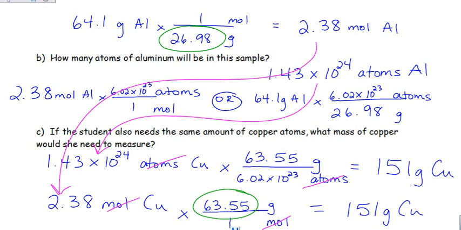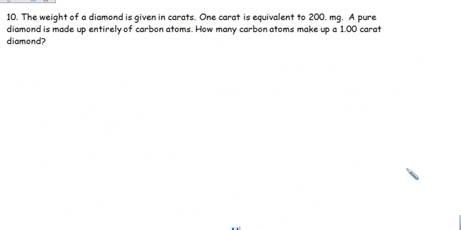The last little calculation in this section, number 10, this one actually isn't so bad. A diamond is often weighed in carats. 1 carat is equivalent to 200 milligrams. A pure diamond is really carbon atoms. It's a whole bunch of carbon atoms in a tetrahedral arrangement. How many carbon atoms make up a 1 carat diamond? Okay, so 1 carat would be equivalent to that. 200 milligrams. So I could start with my 200 milligrams.